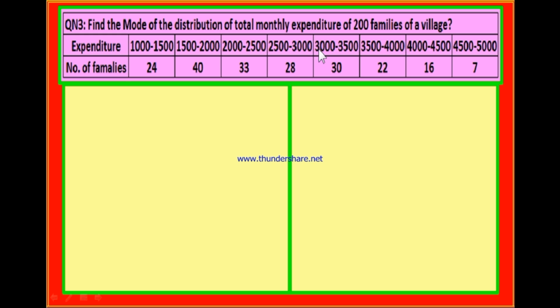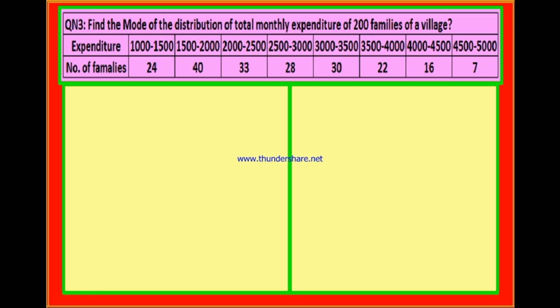The expenditure between 3000 rupees to 3500 rupees, the number of families 30. The expenditure between 3500 rupees to 4000 rupees, the number of families 22. And the expenditure between 4000 rupees to 4500 rupees, the number of families 16. And the expenditure between 4500 rupees to 5000 rupees, the number of families is 7. Now we have to find the mode for this given group distribution.